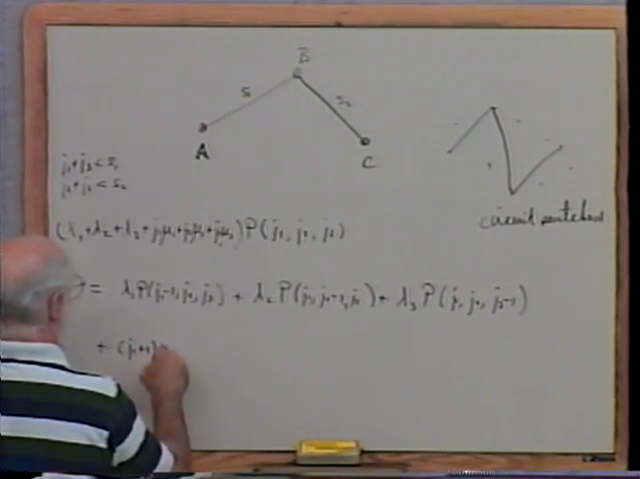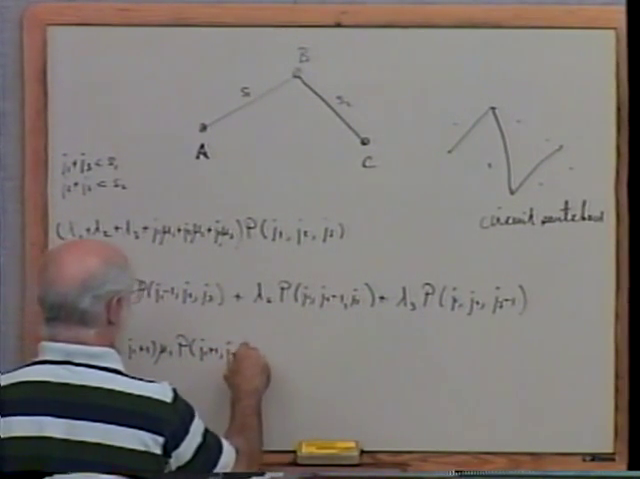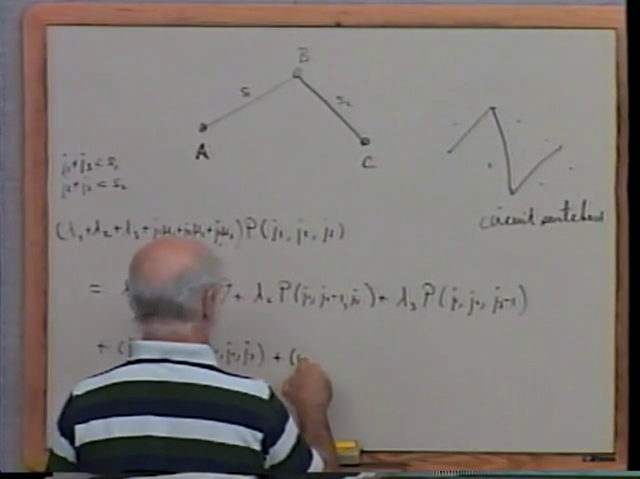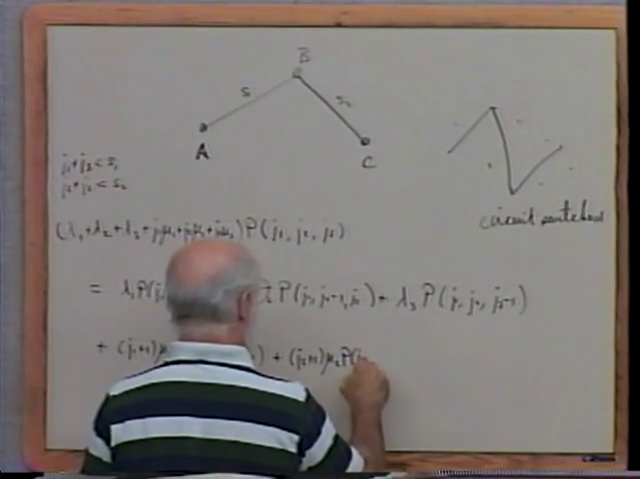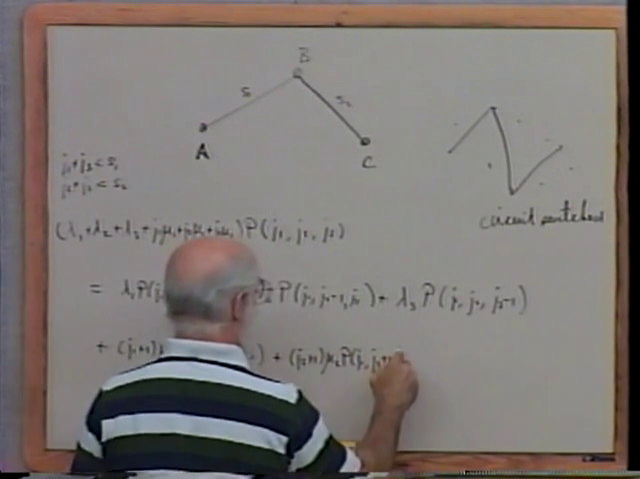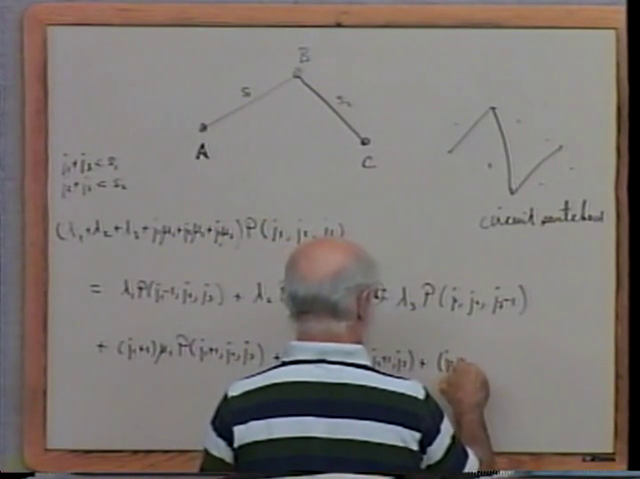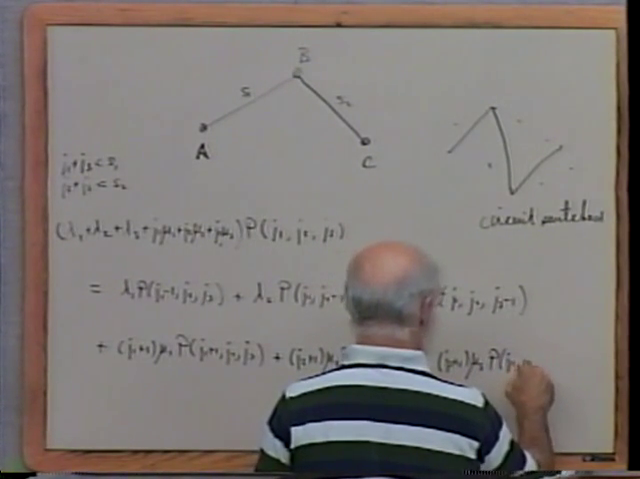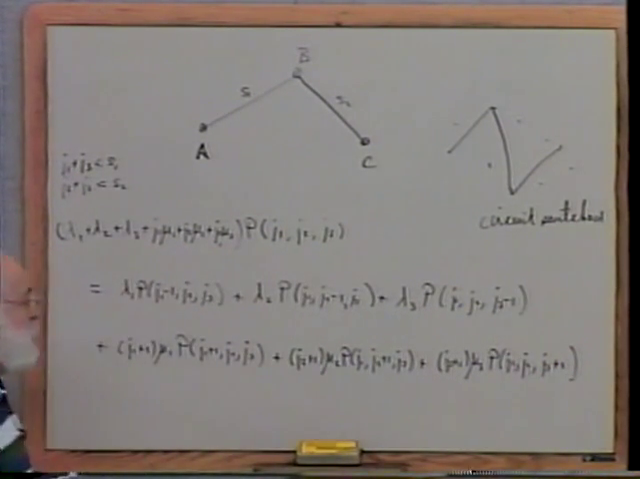J1 plus 1 mu1 p of J1 plus 1, J2, J3, plus J2 plus 1 mu2 p of J1, J2 plus 1, J3, plus J3 plus 1 mu3 p of J1, J2, J3 plus 1. Okay, so I got rate out equals rate in.